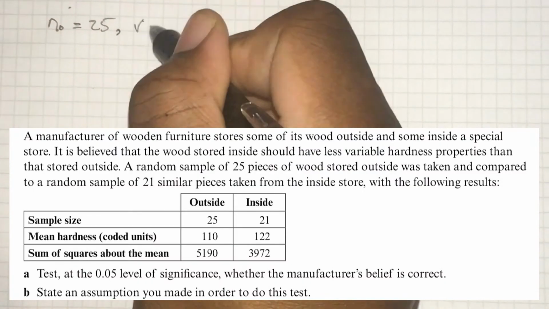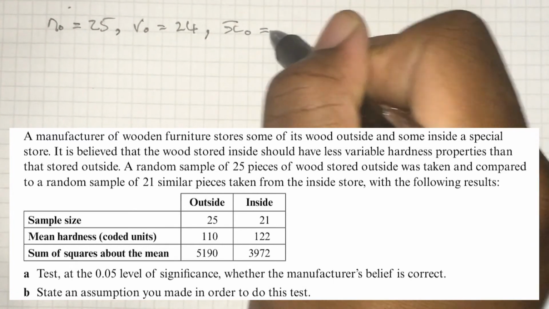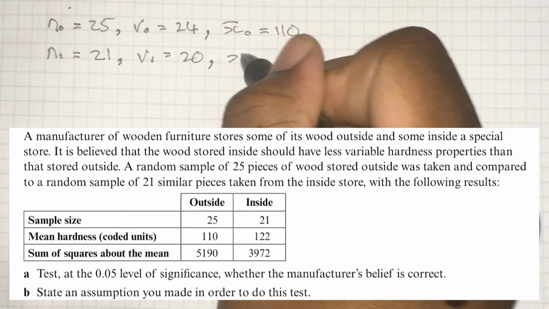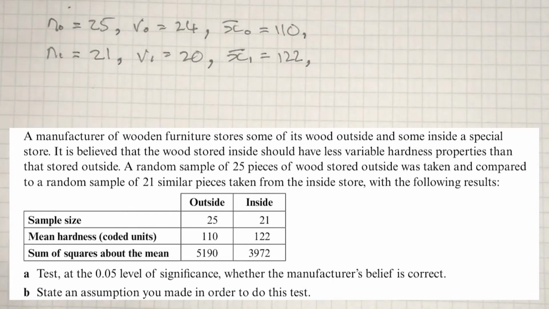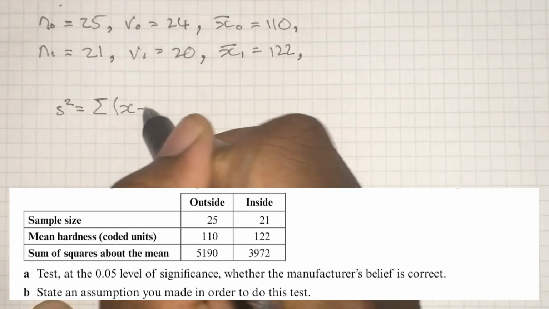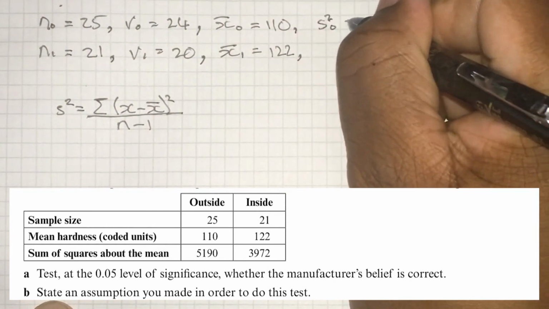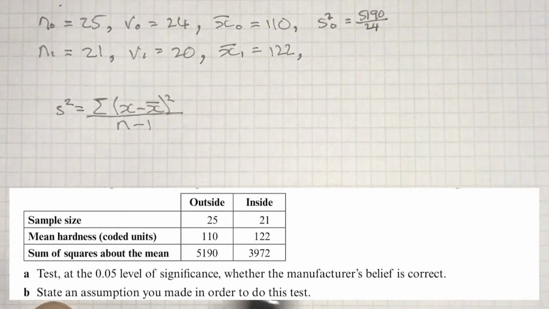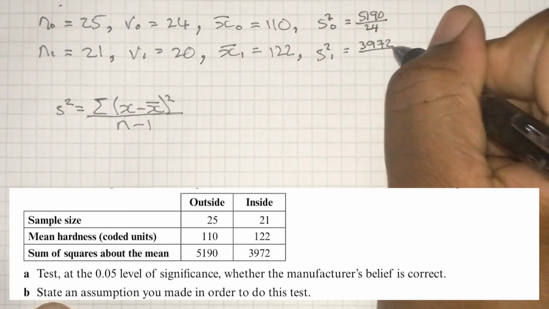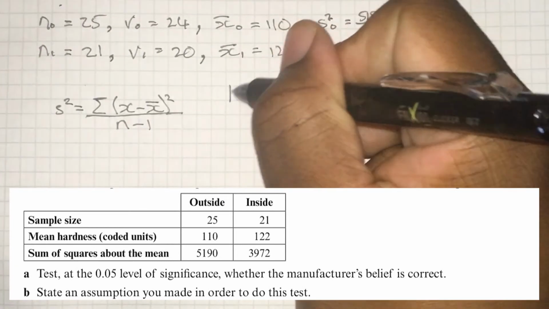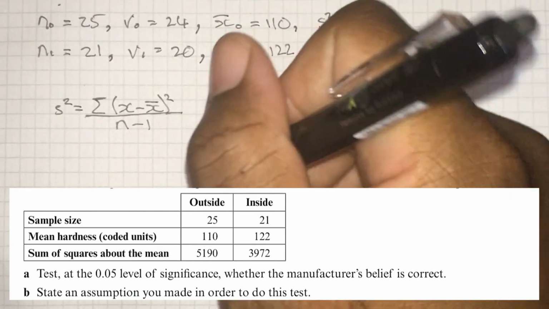Okay, and then the last type that I want to go through with you is a bit of a non-typical example. The data that we've been given are the sample size, the mean, and we've been told the sum of squares about the mean. The sum of squares about the mean is going to be the sum of x minus x bar squared. And if you recognize, that is actually the numerator of the formula for the sample variance, the formula for s squared. If we divide that by n minus 1, we'll have our expression for s squared.